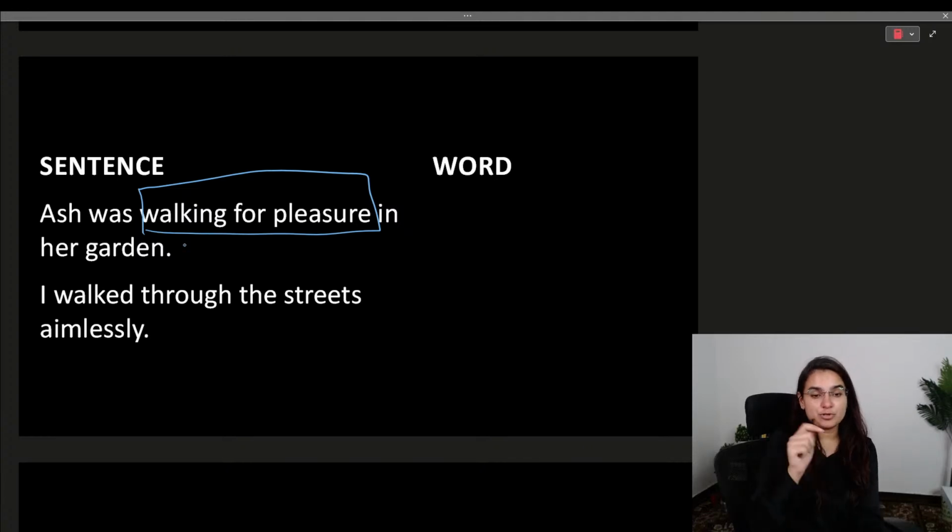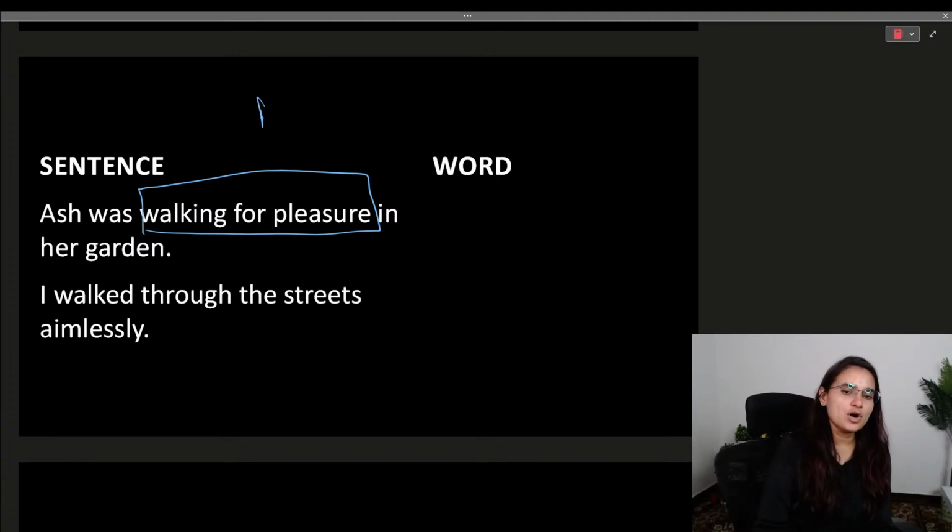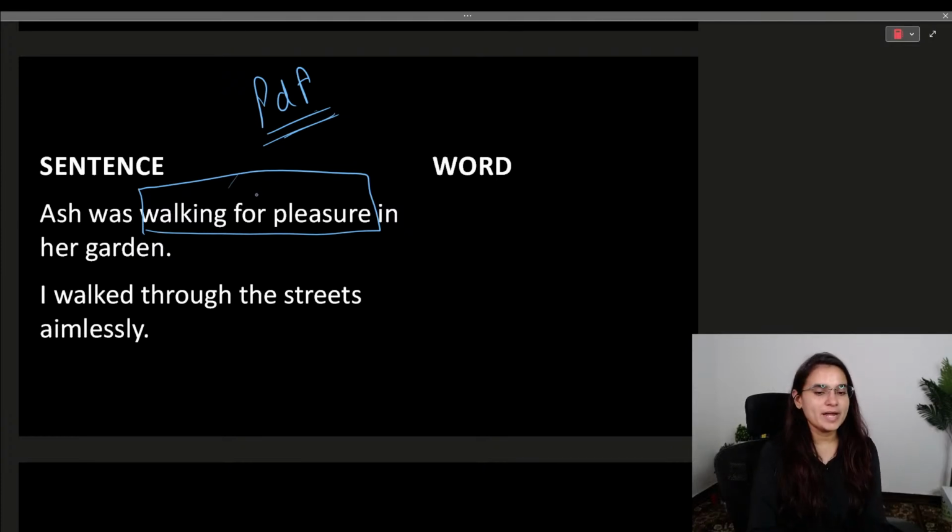This exercise is going to be hard. Only if you have gone through the PDF, you can easily answer these questions. Yes, Shiva, you are correct. Only then you will be able to answer this question, or else you can just catch it as a revision. Later you can go through the answer and then do it. Perambulate is a very good word. Ash is walking for pleasure in her garden.